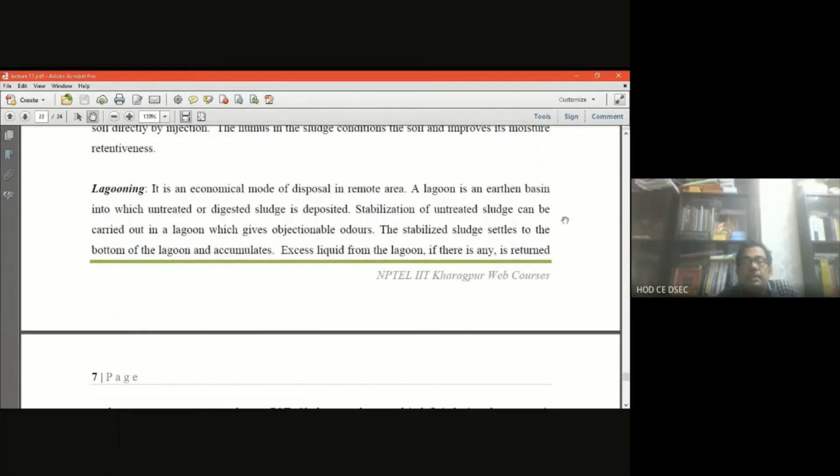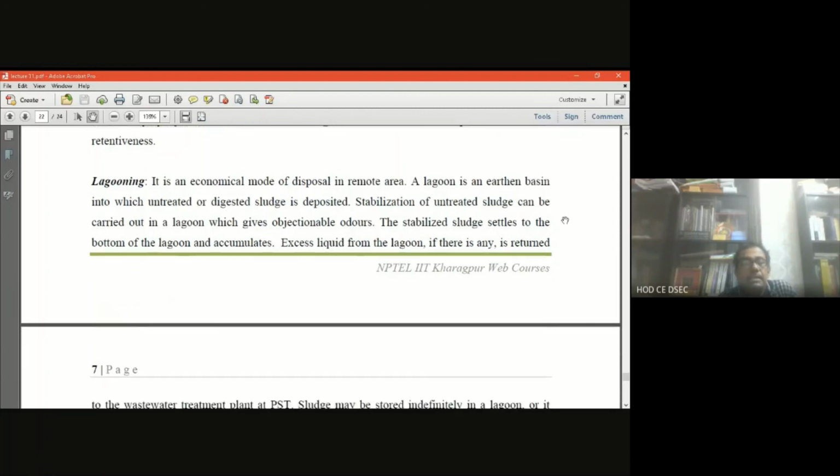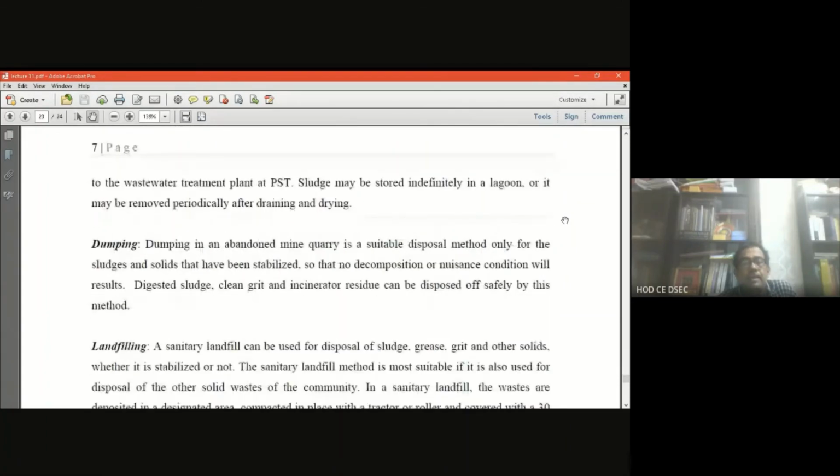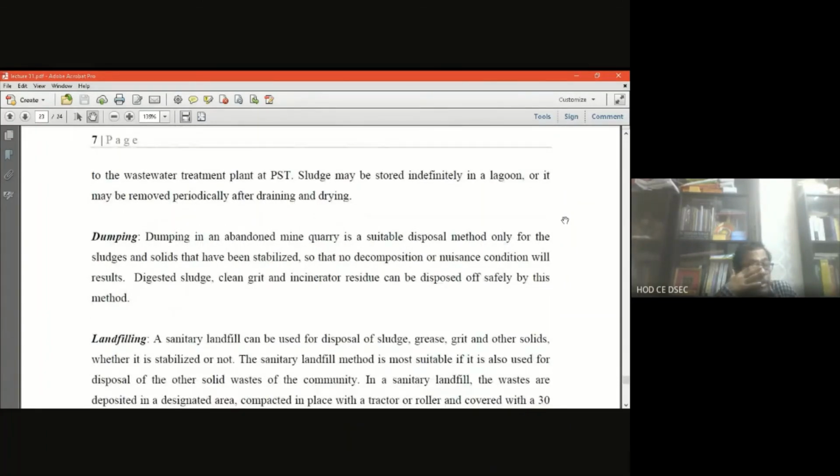A lagoon is an earthen basin into which untreated or digested sludge is deposited. Stabilization of untreated sludge can be carried out in a lagoon, which gives objectionable odors. The stabilized sludge settles to the bottom of the lagoon and accumulates. Excess liquid from the lagoon, if there is any, is returned to the wastewater treatment plant at the primary settling tank or PST. Sludge may be stored indefinitely in a lagoon or it may be removed periodically after draining and drying.